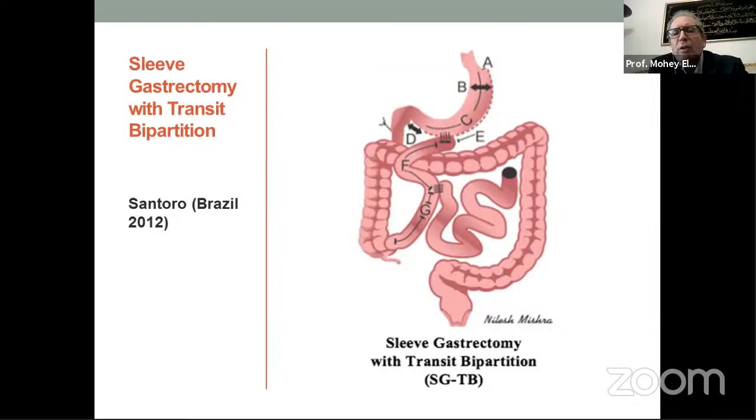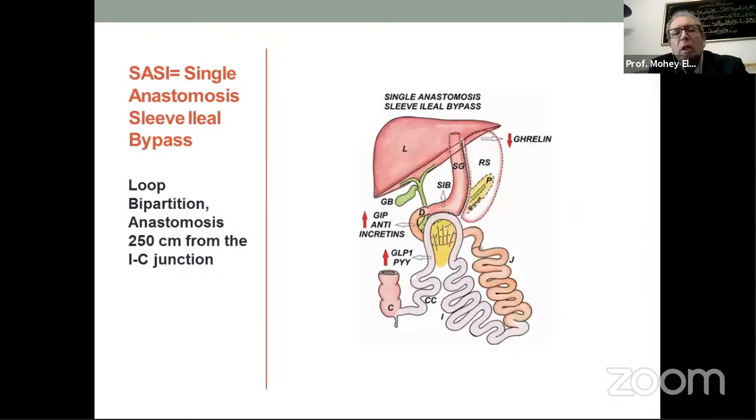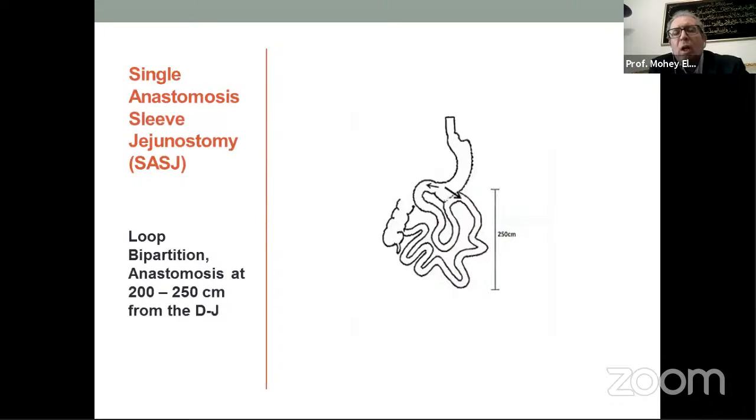This is the transit bipartition by Santoro, Brazil, 2012. He performs a wide sleeve gastrectomy and then performs a Roux-en-Y sleeve ileal anastomosis. And then came the SASI, which is a loop bipartition. And then the new modification, the SASJ, which is performing the anastomosis between the sleeve stomach and the jejunum, about 200 to 250 centimeters from the DJ.